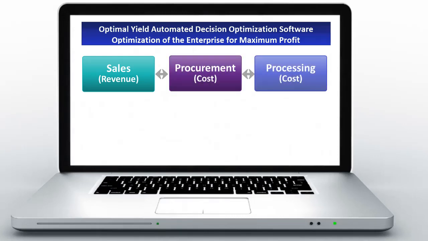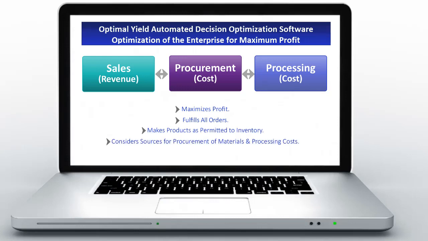In performing the optimization, Optimal Yield maximizes profit while fulfilling all orders, making product as permitted to inventory, as well as considering all sources for the procurement of materials and processing costs. A differentiator, Optimal Yield has the ability to model scenarios in days, weeks, and months.